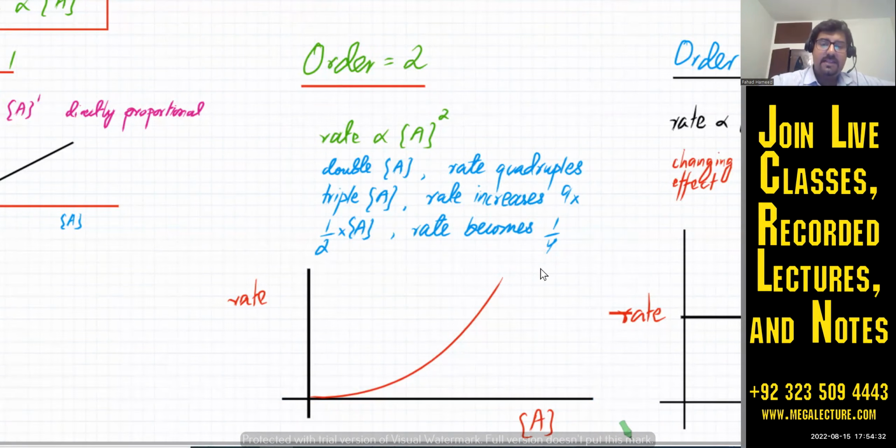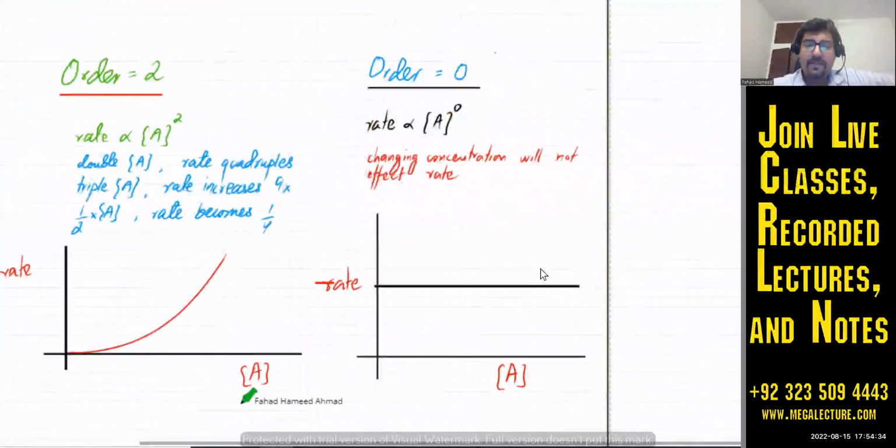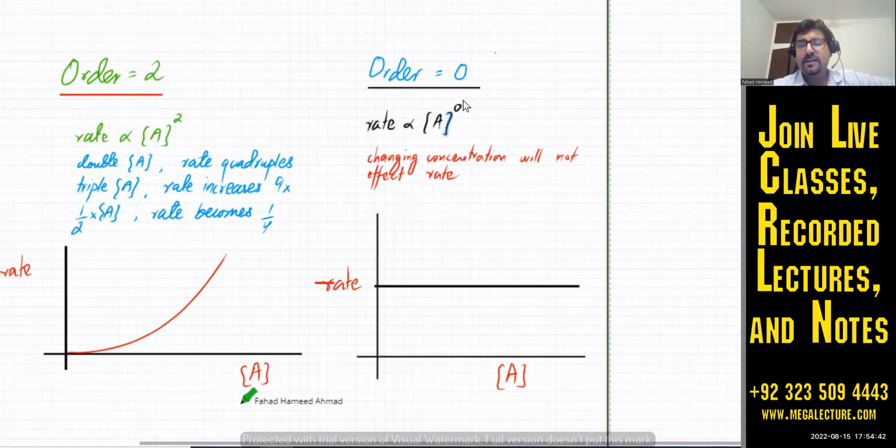And then the last one was order 0. Order 0 means it doesn't really matter what the concentration of A is. No matter what you do, the rate remains unaffected. Anything to the power 0 is 1, so the rate is going to be constant. You continue to increase A's concentration, the rate will remain unaffected and nothing is going to happen to it.